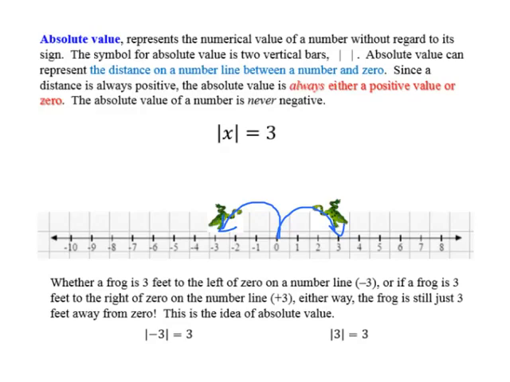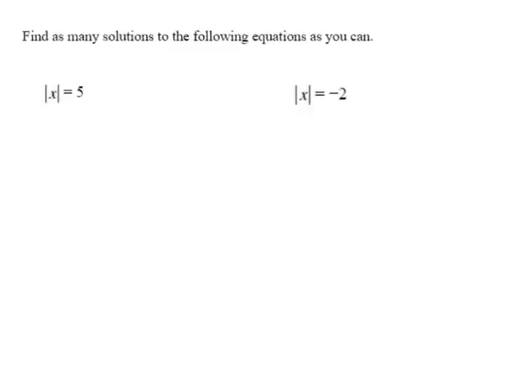still jumped 3 spaces. Therefore, the absolute value of -3 is 3, and the absolute value of 3 is also 3. So let's take a look at solving these equations. Remember, they're an equation because there's an equal sign. So we want to think, what has an absolute value of 5?